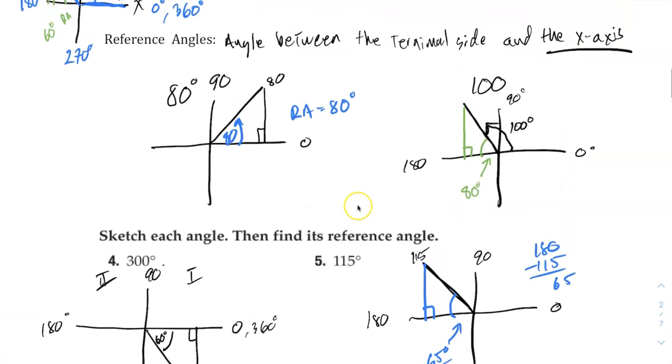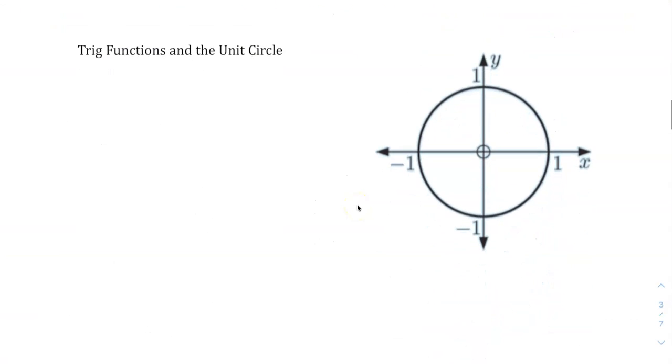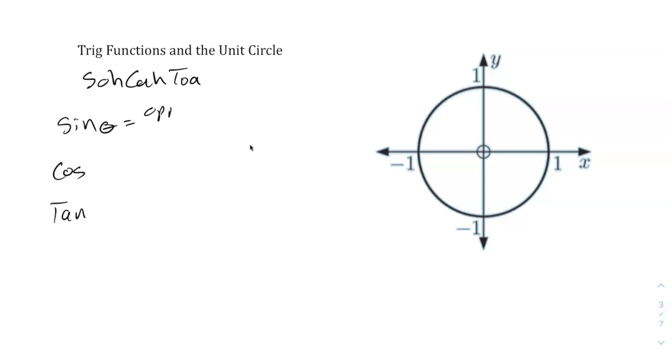Very important part of the unit circle. Next up, how do trig functions relate to the unit circle? When I'm talking about trig functions, I'm talking about SOHCAHTOA. So remember sine, cosine, and tan. Sine of an angle is opposite over hypotenuse. Cosine of an angle is adjacent over hypotenuse. Tan of an angle is TOA, opposite over adjacent. I don't know why I said hypotenuse.